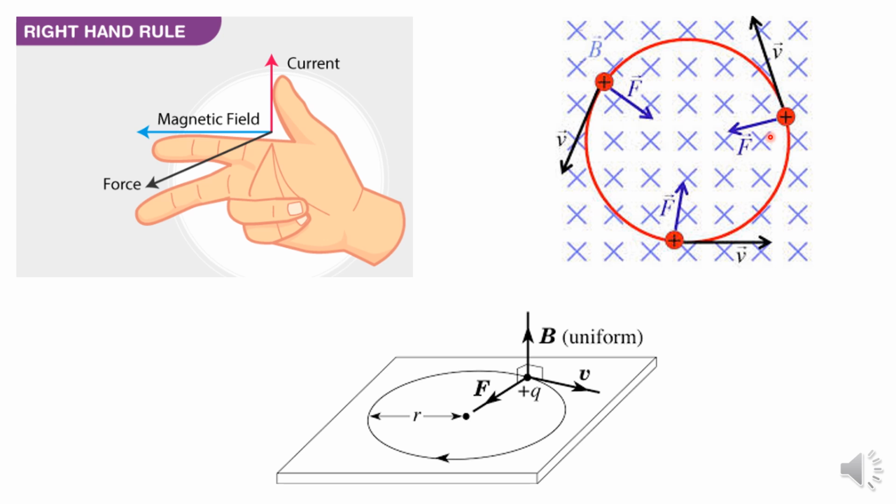Now, if the velocity is more, then the radius of the circular path also increases. Therefore, the radius of the circular path depends upon the velocity value. Now, this is about Lorentz force and Fleming's right hand rule. Now, let us move towards the topic cyclotron.